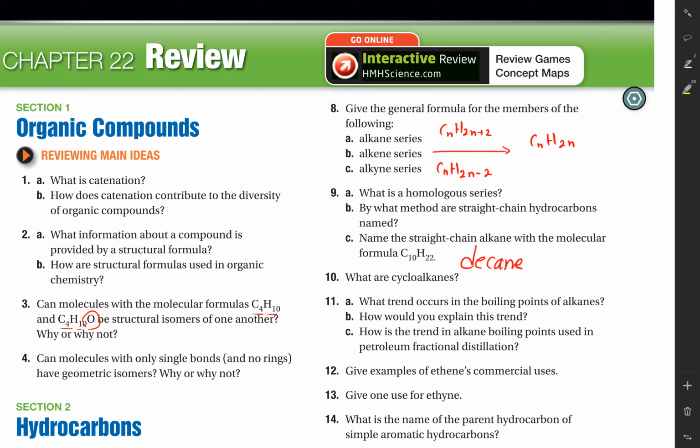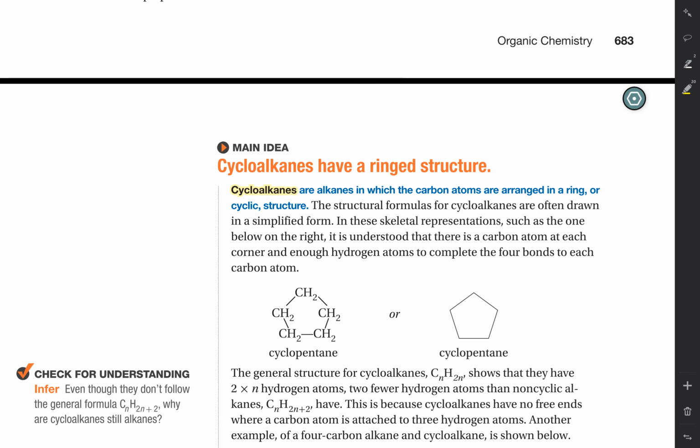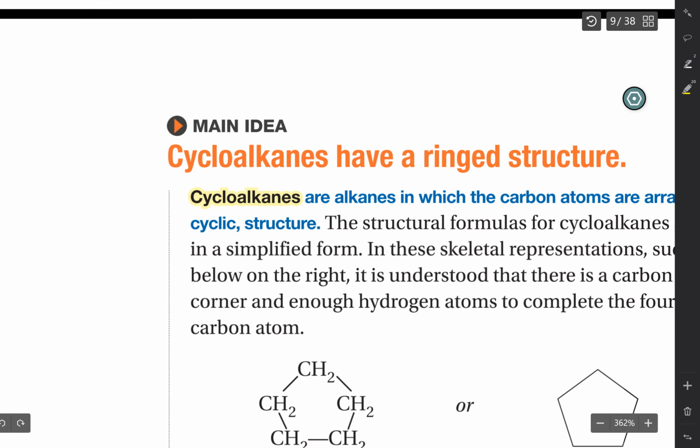Question number 10. What are cycloalkanes? The definition of cycloalkane is given on page 684. Cycloalkanes are alkanes in which the carbon atoms are arranged in a ring or cyclic structure. So we can understand two things from the name. First, the cyclo, then the alkane, ane. So the cyclo suggests that we have the cyclic or ring structure, and ane suggests that we have only carbon single bond carbon.